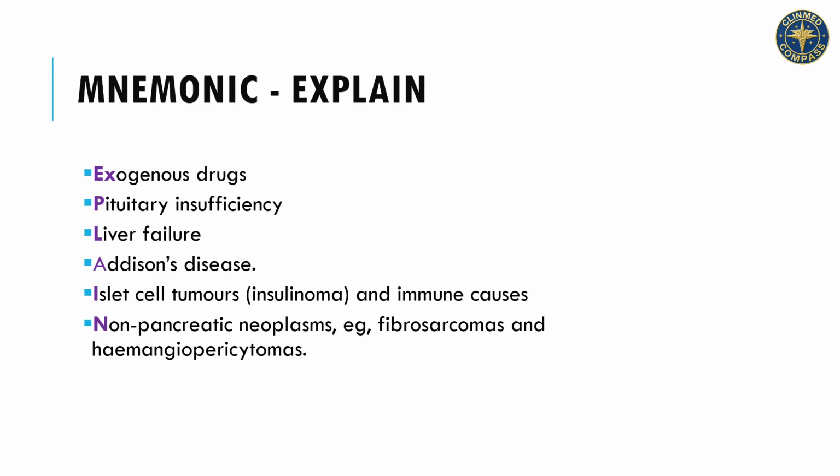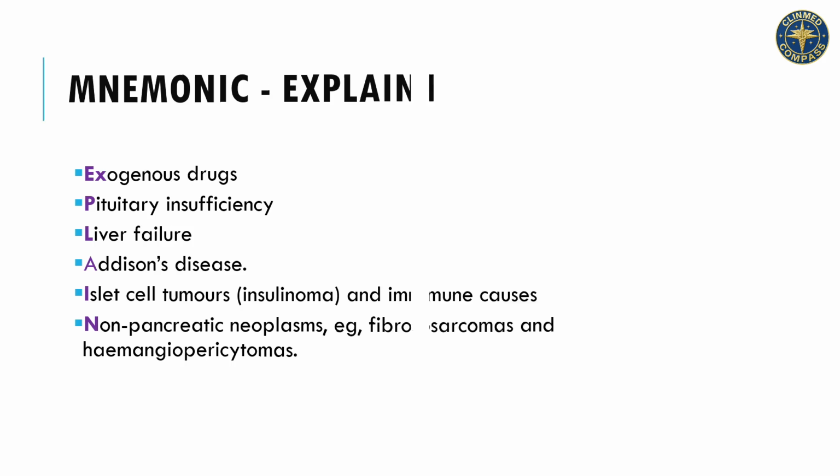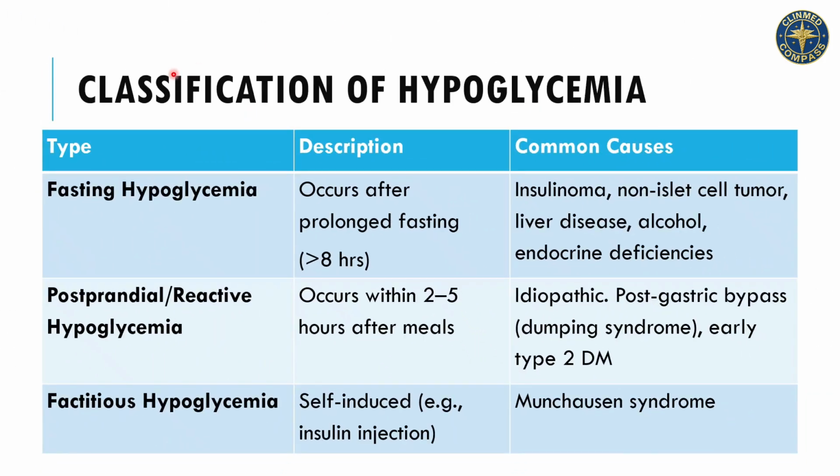A for Addison's disease. I for islet cell tumors. N for non-pancreatic neoplasms. We'll be looking at classification of hypoglycemia. We have the fasting hypoglycemia. This occurs after prolonged fasting greater than 8 hours. And common causes are insulinoma, non-islet cell tumor, liver diseases, and so on.